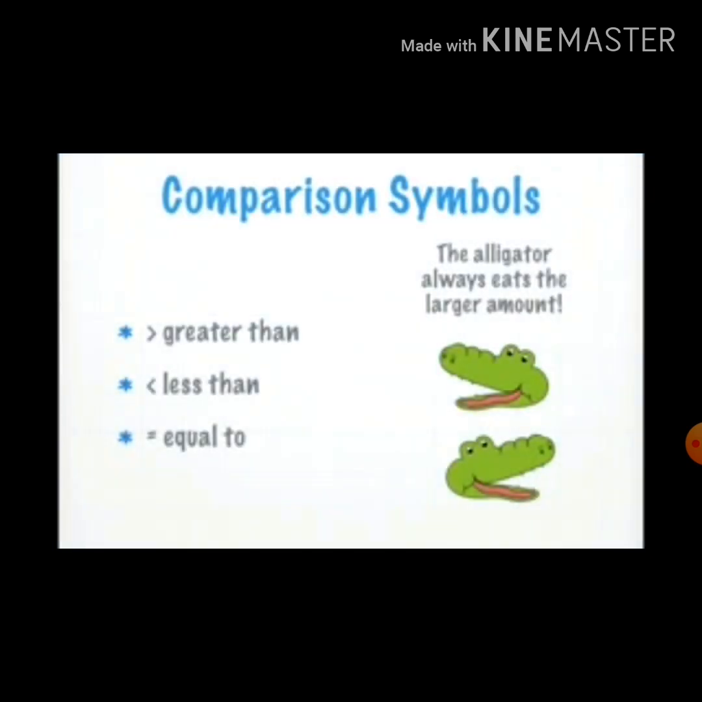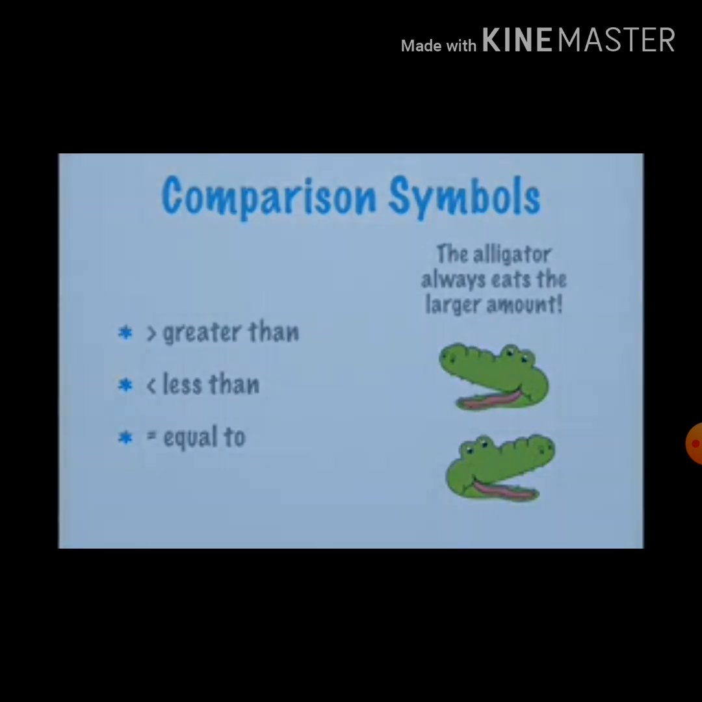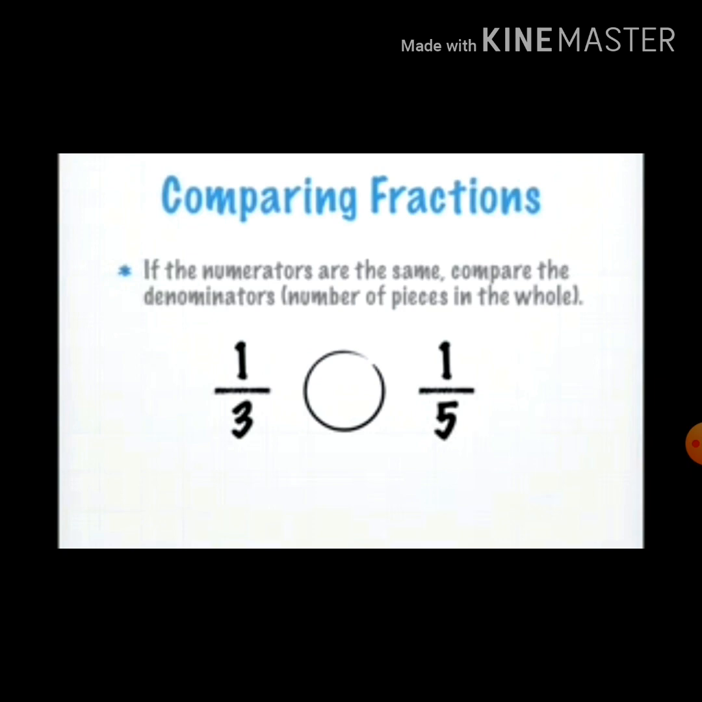Since we're going to make some comparisons, we have to know the comparison symbols. We have the arrow that's opening to the left, it's greater than. The arrow that is opening to the right, it's less than, and we have the equal sign, equals to. And the alligator always eats the larger amount. This means the shaded parts where we have more shading.